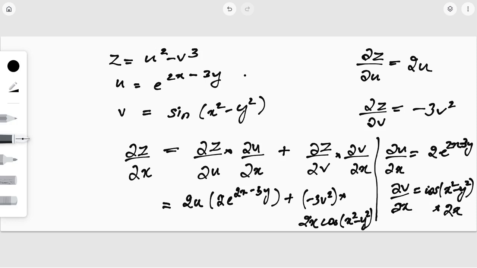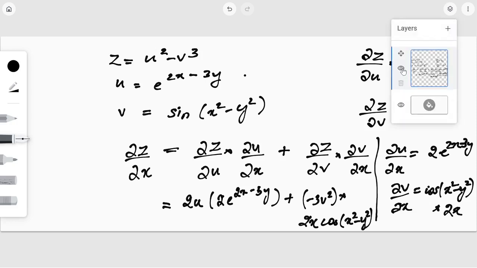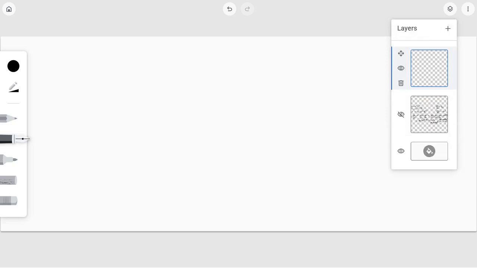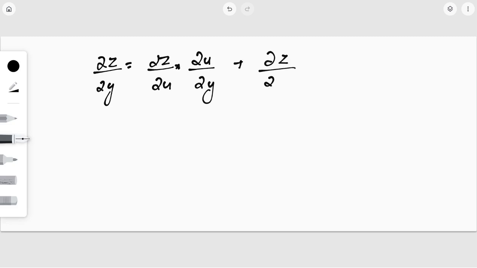So in a similar manner we can find ∂z/∂y. How can we do that? What will be ∂z/∂y? First we have to partially differentiate z with respect to u, then u with respect to y, plus ∂z/∂v into ∂v/∂y. Again do it in a similar manner and we can obtain the value.